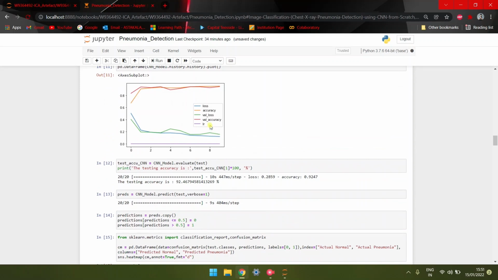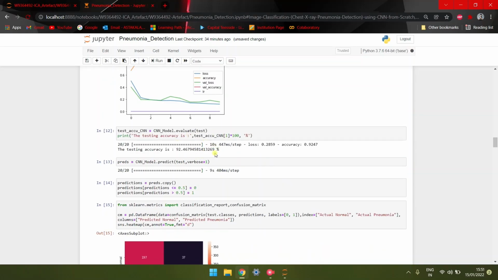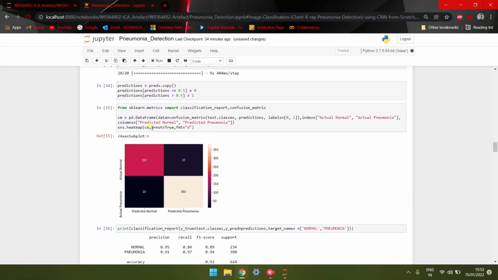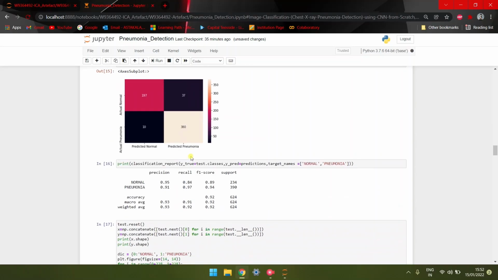After implementing model 1 on the test dataset, we achieved about 92.46% accuracy, which is very good for a model learned from scratch. Followed by that there is a confusion matrix and classification report, which clearly illustrate what percent it predicts correctly, and what the wrong cases are.